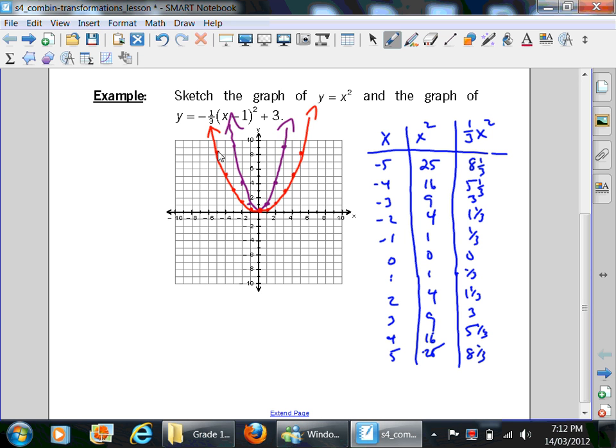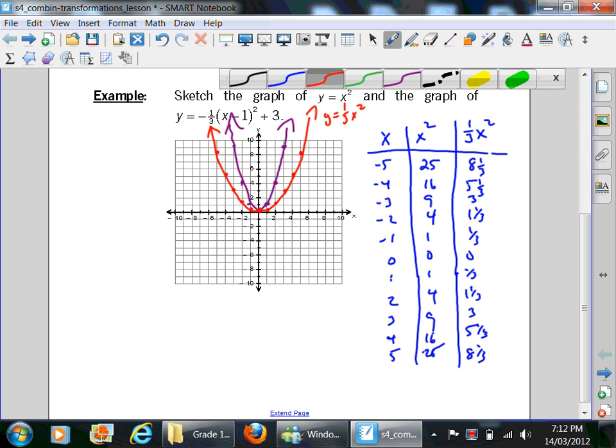So there is y equals 1/3 x squared, and we should label it as such. y equals 1/3 x squared. So likewise, with the purple, we should label y equals x squared. Whenever we have a series of graphs on one grid, we should label each one.